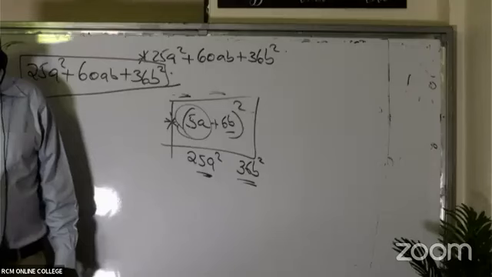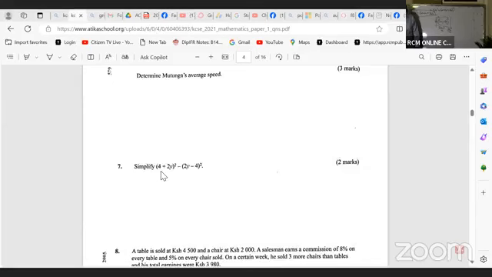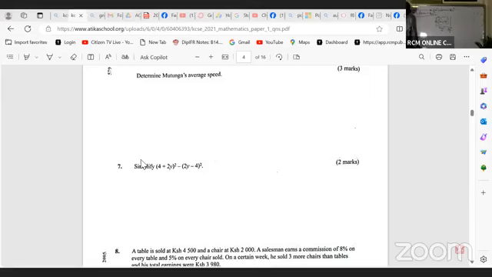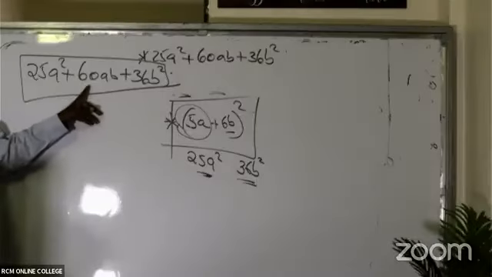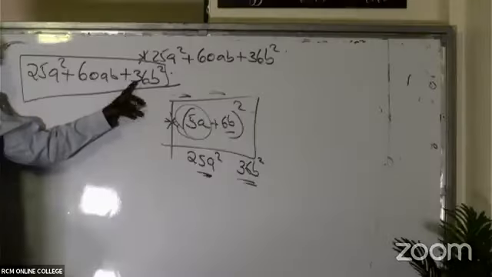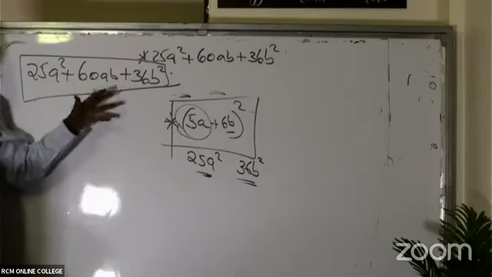Could you please screenshot? It was for the previous question, the one of 25a², 60ab plus 6b². Yeah, check this one here. I don't know whether you understood how we did it, or you want me to repeat. No, you're great, no problem then.